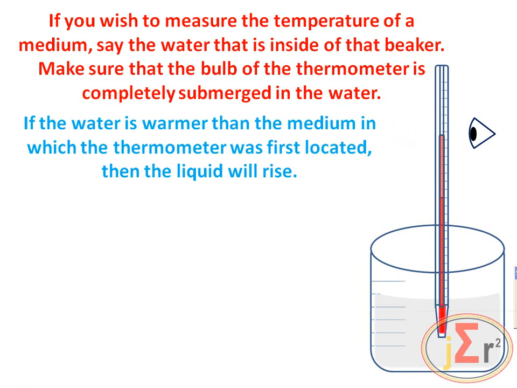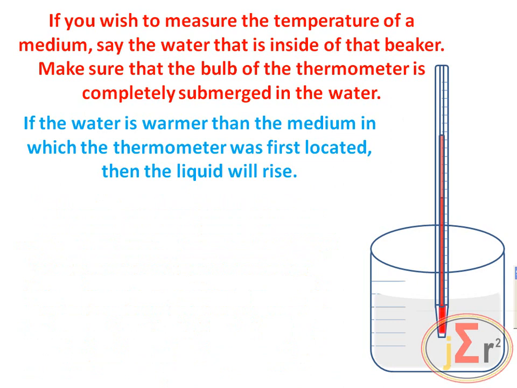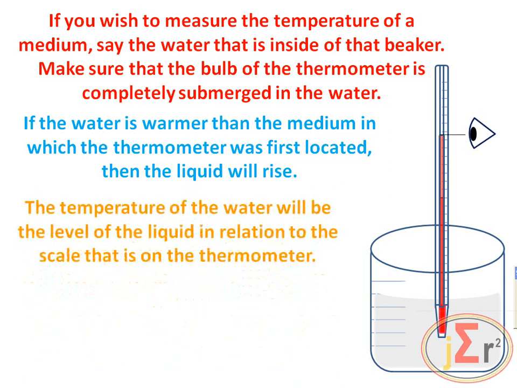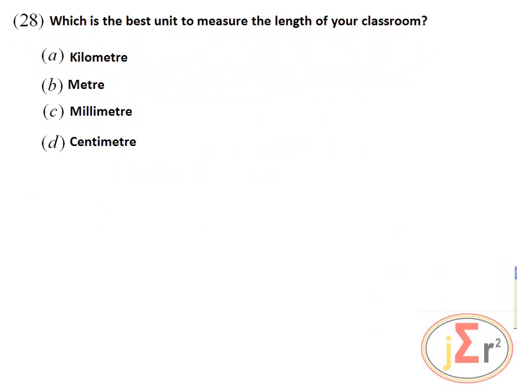And we need to place our eye on that level and look at the scale, and from the scale we will write down the value of the temperature of the liquid. So the temperature of the water will be the level of the liquid in relation to the scale that is on the thermometer. And that is what the scale is, to tell the value of the temperature that is being measured.